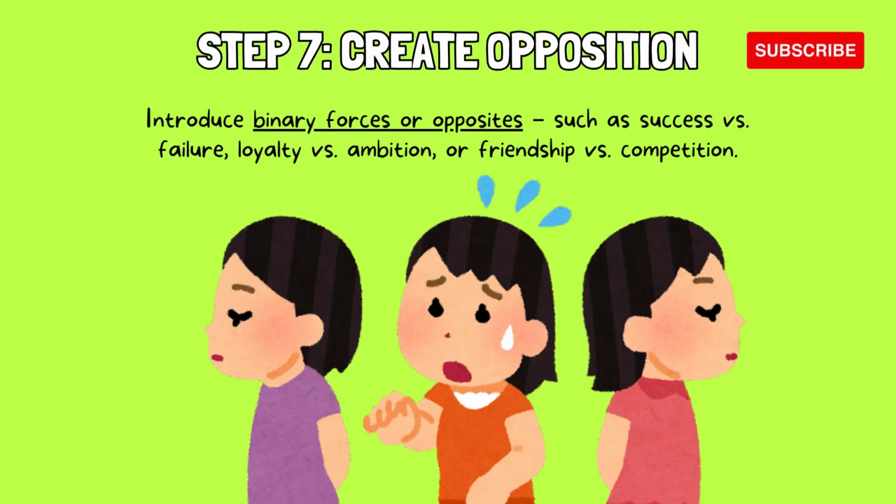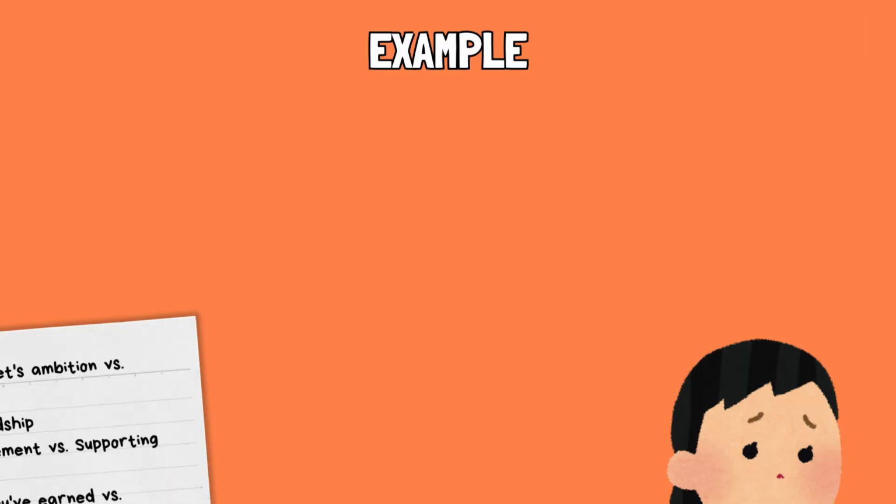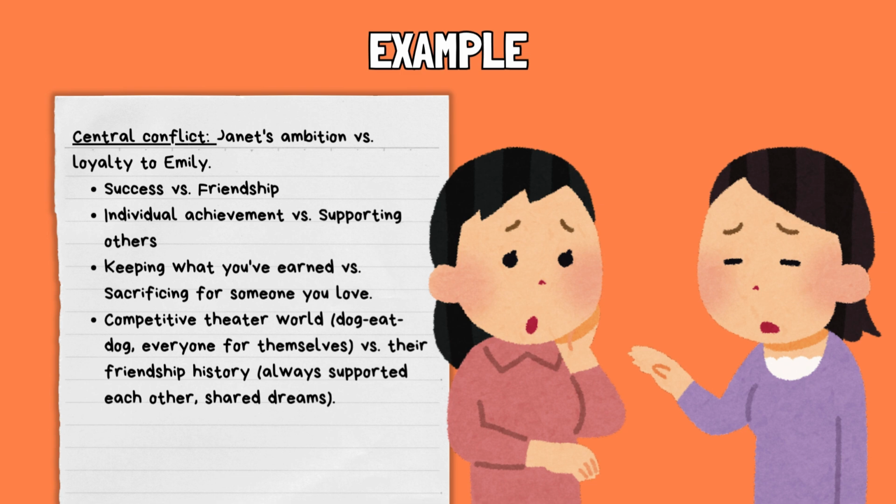Step 7. Create opposition. Introduce binary forces or opposites, such as success versus failure, loyalty versus ambition, or friendship versus competition, to generate conflict. The sharper the opposition, the more narrative tension you can create. For example, in our story, the central opposition becomes Janet's desire to succeed, she's worked hard for this role and deserves it, versus her loyalty to Emily, her best friend who arguably deserves it more. This internal conflict is mirrored externally by the competitive theater environment versus the supportive friendship they've always shared.